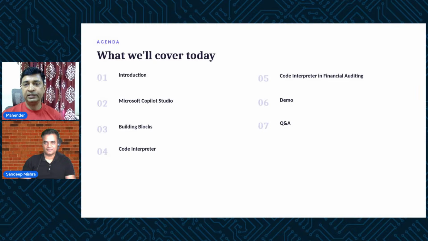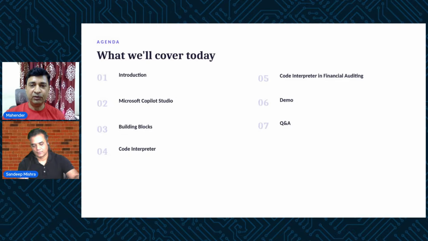Here is the agenda that we are going to discuss today. We'll start with the basic introduction: what is financial auditing, what is it all about, and how we can leverage AI capabilities to automate financial auditing. Then we will discuss Microsoft Copilot Studio as a tool for building different agents and workflows, and how it can be beneficial for automating any requirement, especially today for financial accounting and financial auditing.